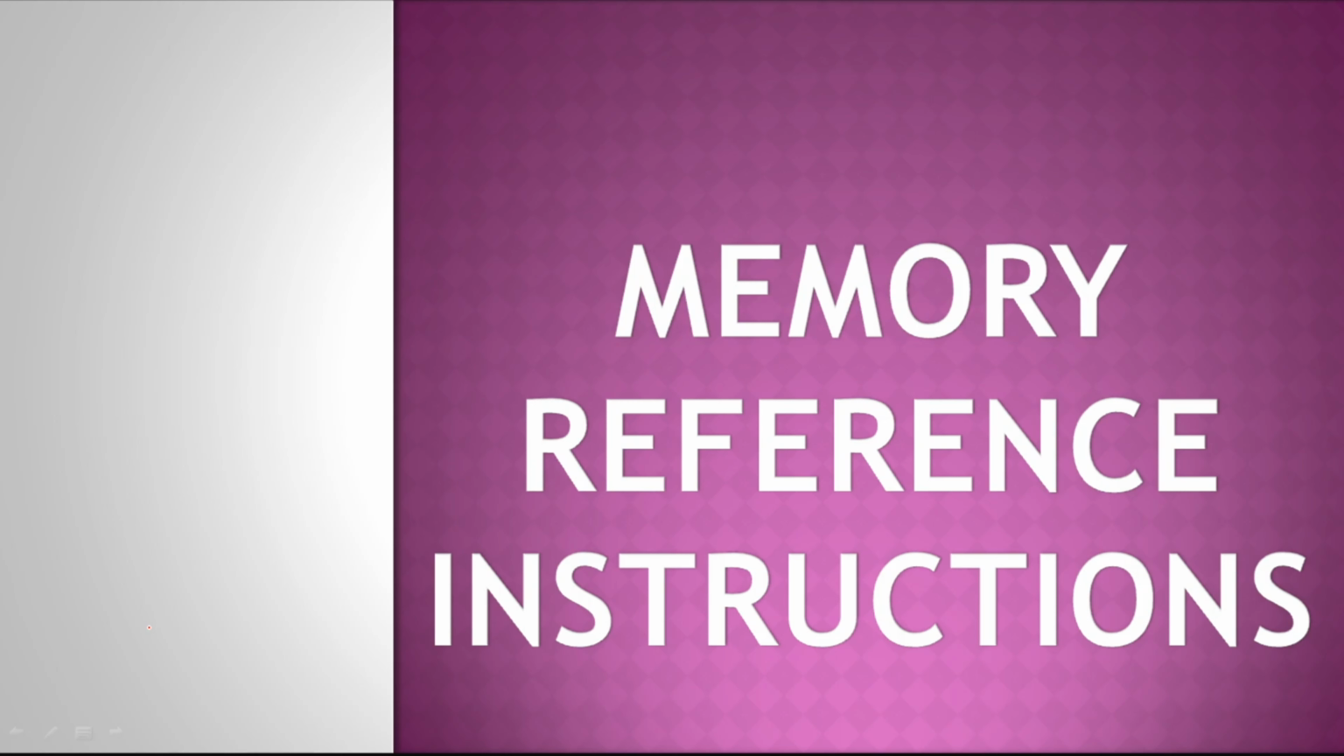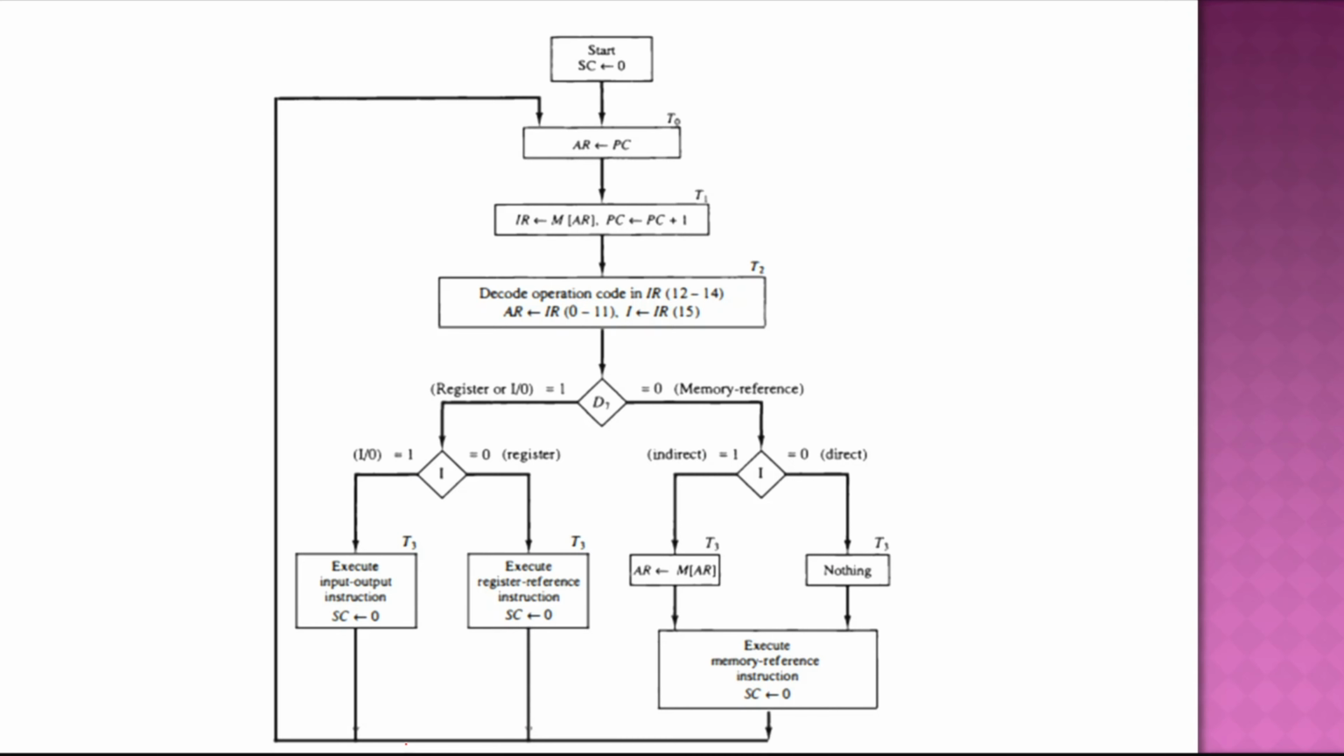Now let us go to the concept of memory reference instructions. In the instruction cycle, we have a decoder named D7 which is used to specify the type of instruction. When the D7 bit is equal to 0, it specifies a memory reference instruction, or else it specifies the register or input output instructions.